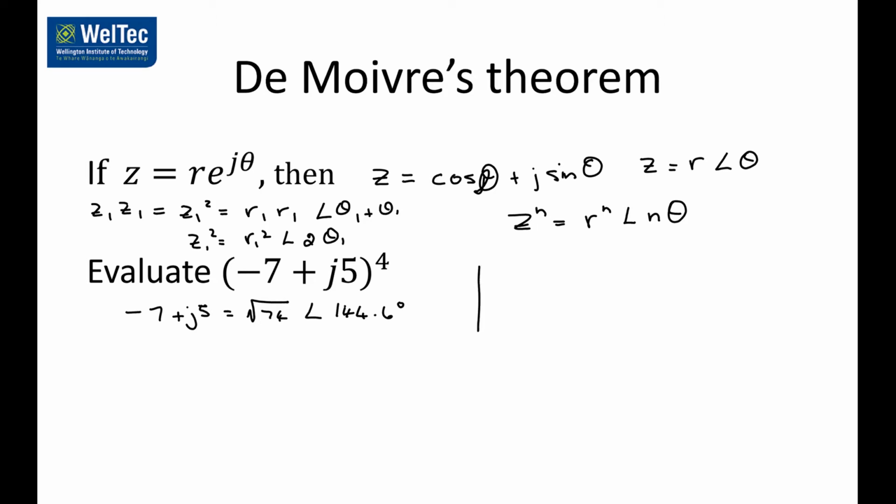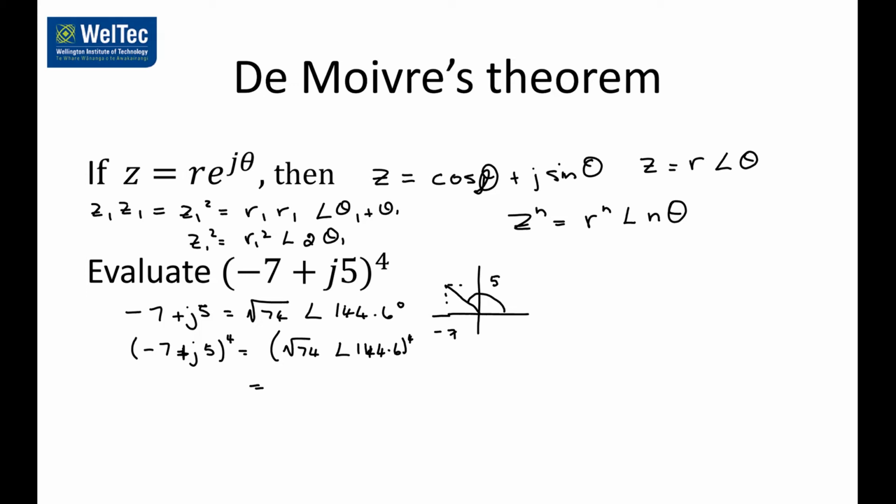and that's in quadrant 2. So, oops, not big enough, that would be -7, and that would be 5. What we're going to do now is take it to the power of 4, so now we've got root 74 angle 144.6 to the power of 4.